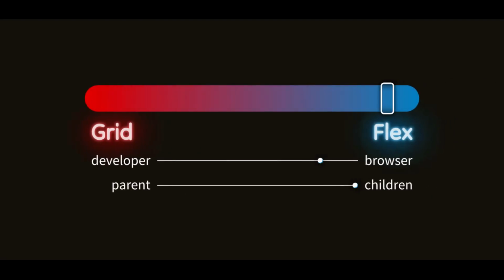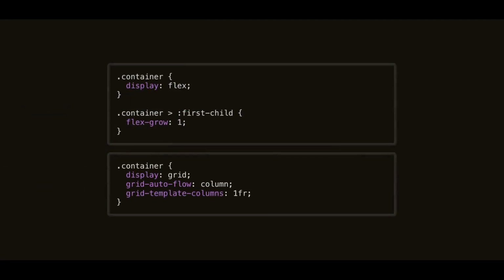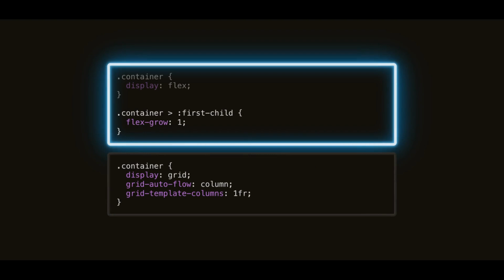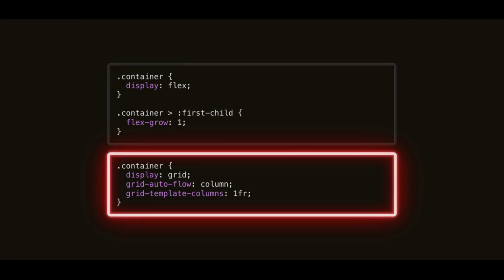So this time the developer is exerting a little bit of control, but it's still mostly the browser and it's still entirely the children. So we're going to stick with Flex. We can implement this in Flex by adding a display Flex to the container and then saying that we want the first child of that container to grow and take up the available space. We can also do this with Grid, but we need display Grid, so that's fine.